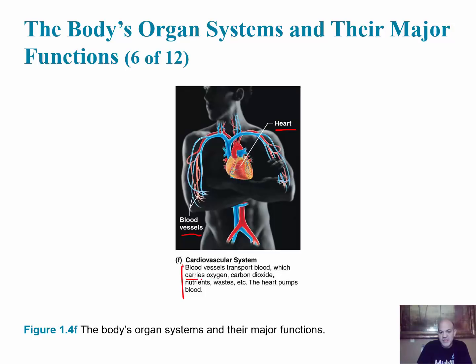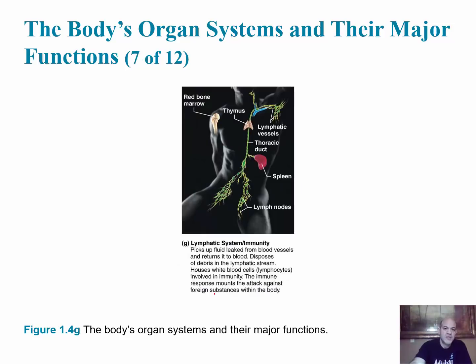So one thing needed is oxygen. We carry oxygen to your tissues, the cells of those tissues. And we're going to carry the waste product, carbon dioxide, away so that we can exhale it from the lungs. The blood also carries nutrients and wastes. And the heart is the motor for this. So the heart is what's going to pump that blood and circulate it around.